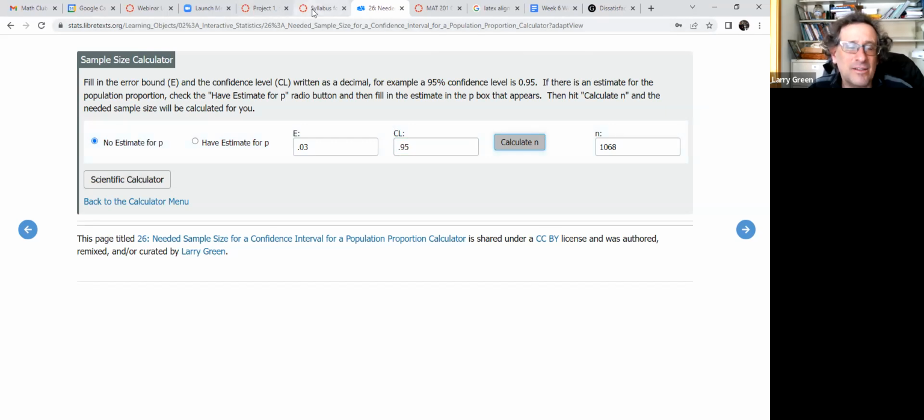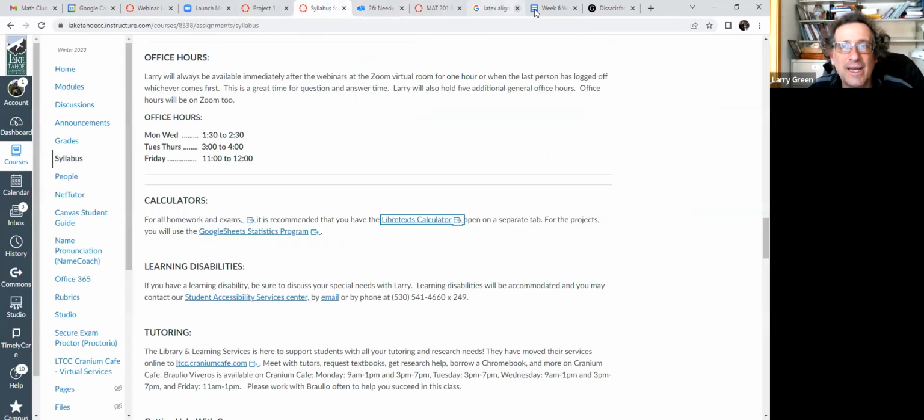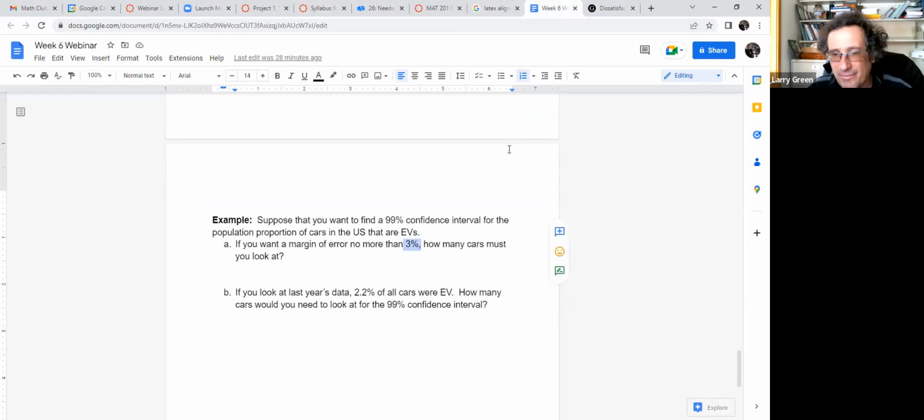Okay, so now comes the next one. And that's part B. So part B says, if you look at last year's data, 2.2% of all cars are EV. I looked this up. Okay. And I think I looked it up a couple months ago. So it's actually 2 years ago data. How many cars would you need to look at for the 99% confidence interval?